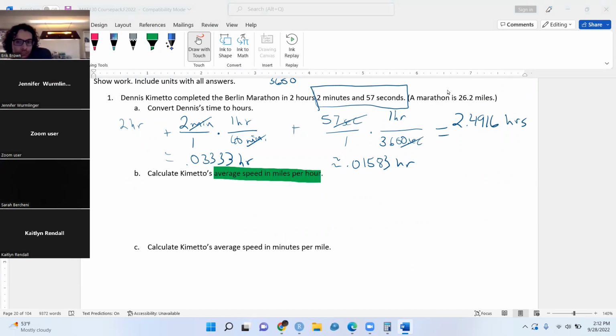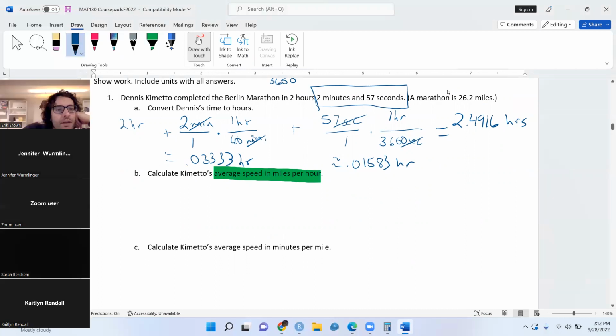Would we then just divide by 26.2? You might be thinking the right thing, but said it the wrong way. You're going to take 26.2 miles and divide by 2.04916, which might have been what was in your head. And how do I know that, by the way? How do I know the miles needs to go on top? It's because of the order here.